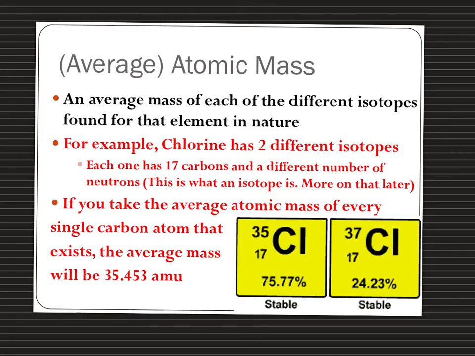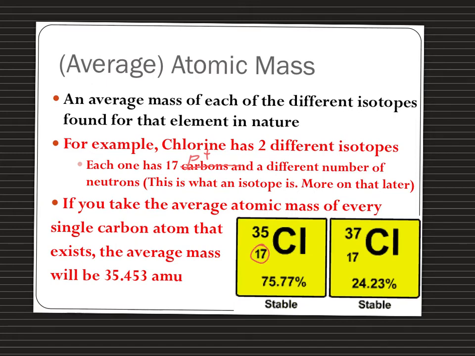Each one has 17 protons, and a different number of neutrons. That's what an isotope is. I said we'll talk about that later. That's not that important right now. It's to tell you that this 17 is on both of these different versions of chlorine.